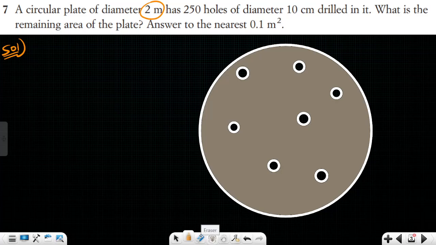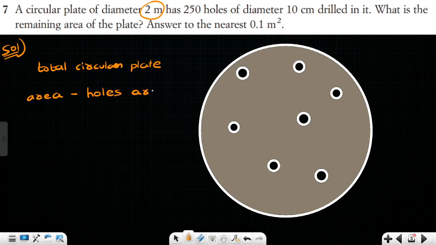He's asking what is the remaining area. So you can get it by total circular plate area minus holes area. There are totally 250 holes. The total circular plate area will become, diameter is 2 meters, radius is 1, pi into 1 square, minus holes are 250, so 250 into pi r square; the diameter of 1 hole is 10, so radius is 5.